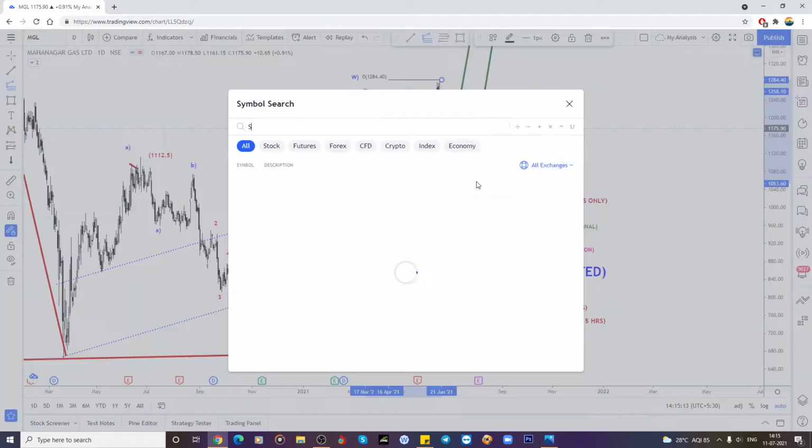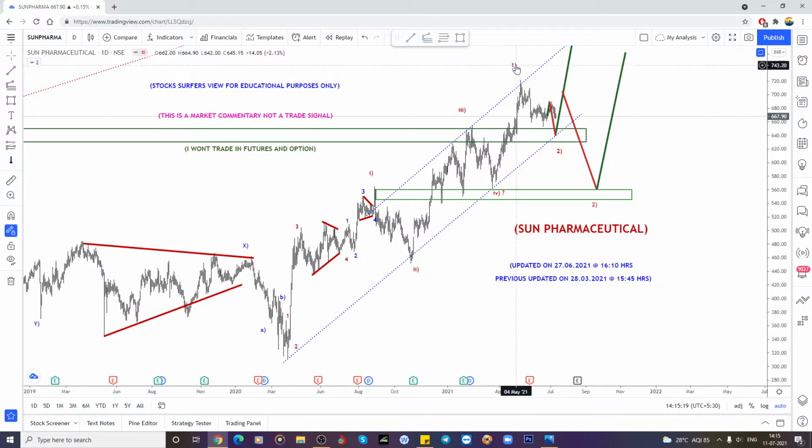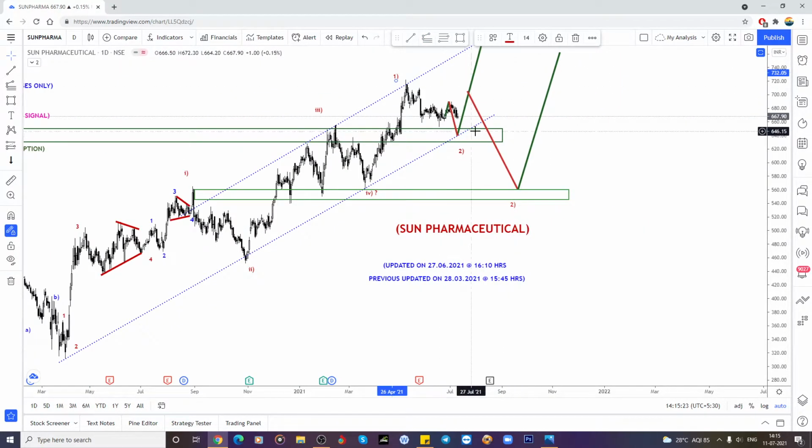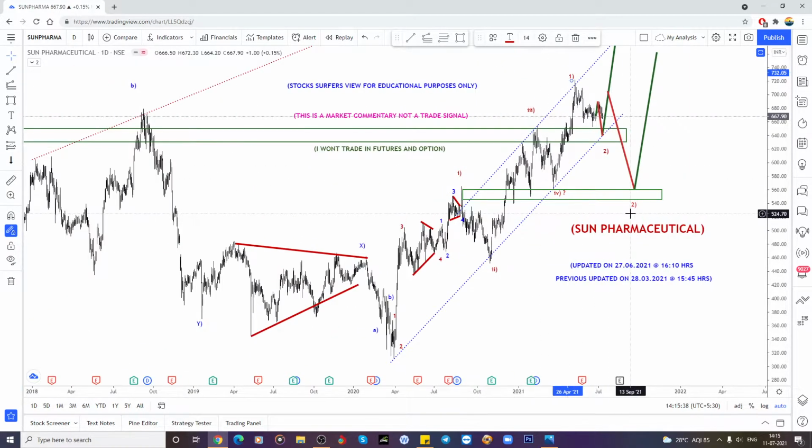So next is Sun Pharma. Sun Pharma also, I keep on saying my target has been achieved and I'm still watching for it to bounce. Otherwise, if it breaks this bullish channel, the lower trend line, and if it closes below in the daily and retests this channel, that could be a downside for this pair. So if it is a downtrend, this is the maximum, I think.